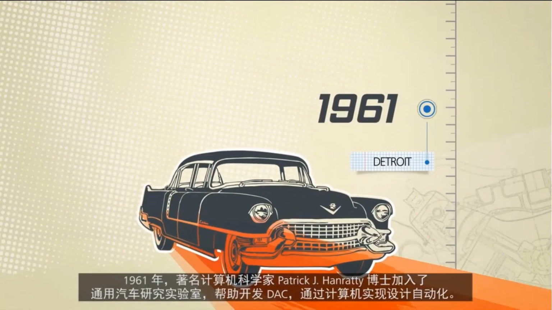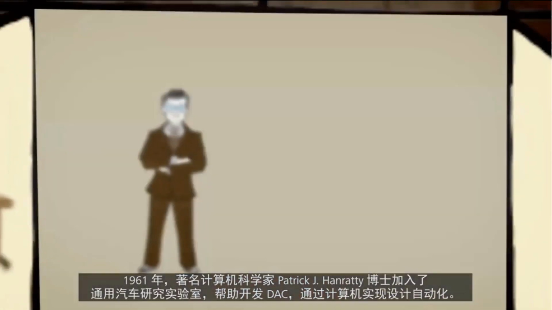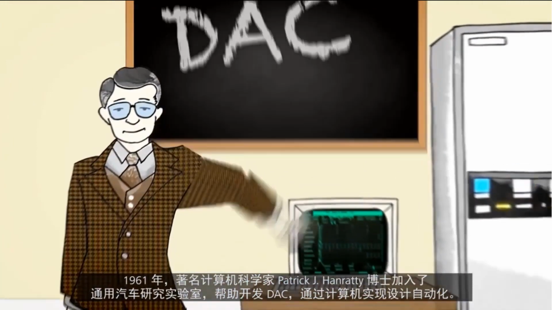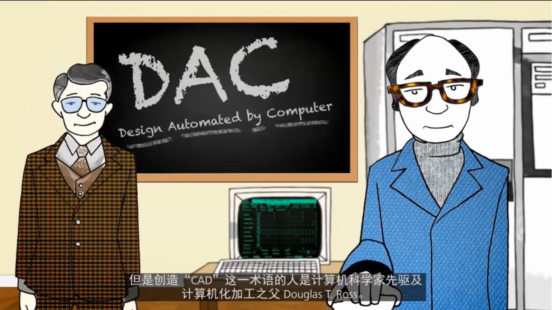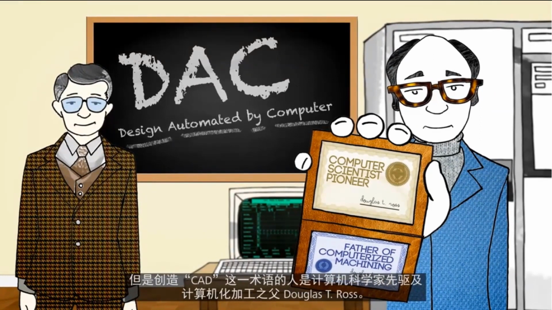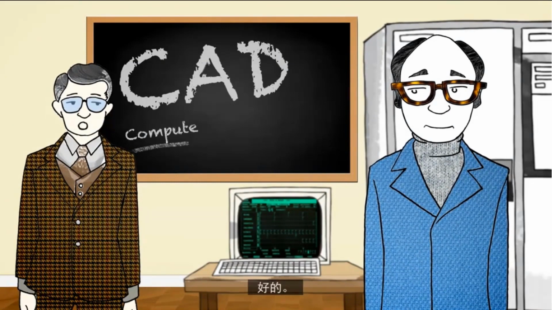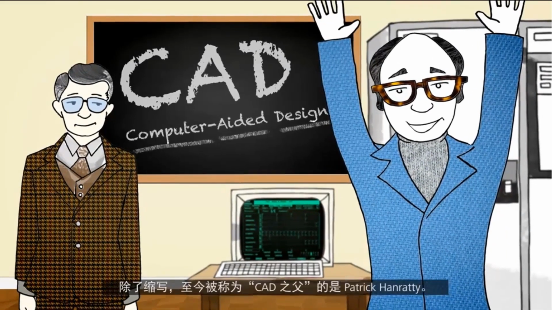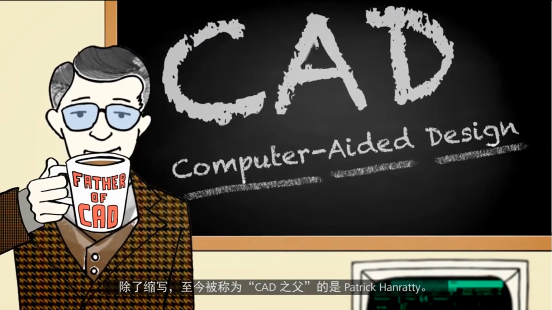Then, in 1961, renowned computer scientist Dr. Patrick J. Hanratty joins General Motors Research Laboratories and helps develop DAC, Design Automated by Computer. But it's Douglas T. Ross, computer scientist pioneer and father of computerized machining, that coins the term CAD. Acronyms aside, to this day, it is Patrick Hanratty who's known as the father of CAD.